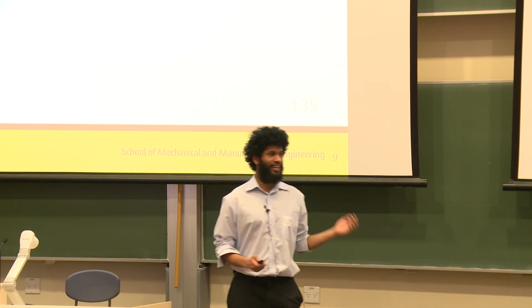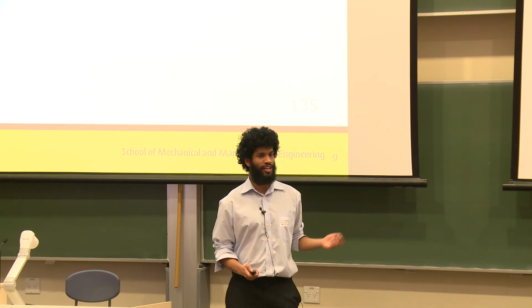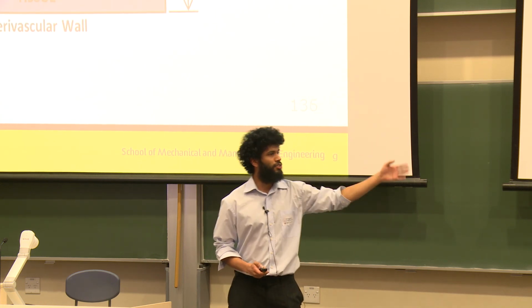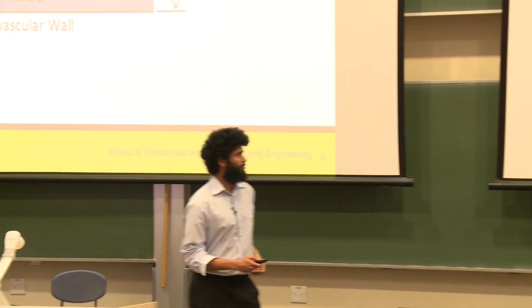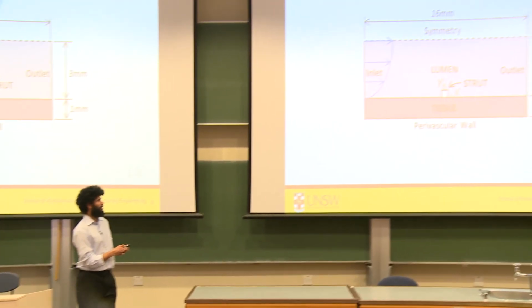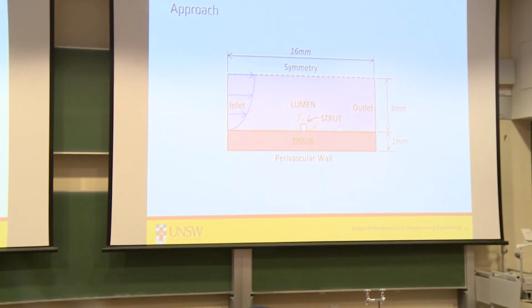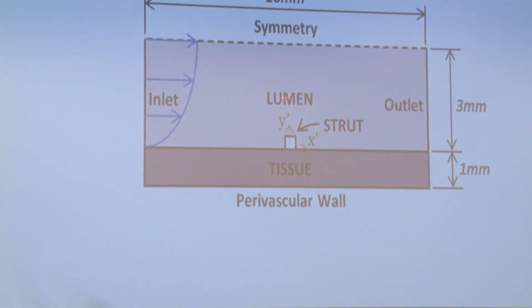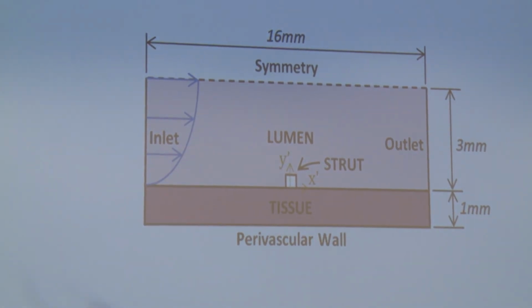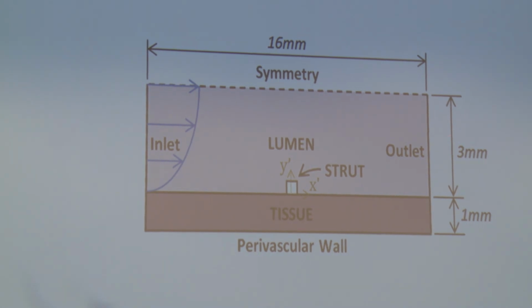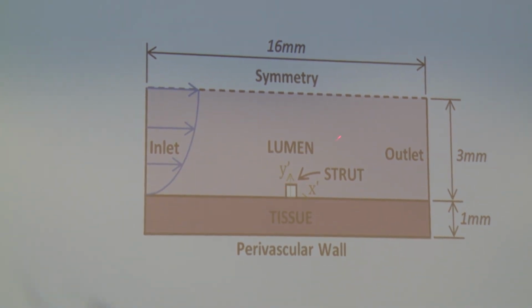So in order to work out how the blood flow affected the drug transport, I performed a series of computational fluid dynamics analyses. Now, this basically involved solving the Navier-Stokes equations within the lumen here, so that resolved what the blood flow was doing. And I also performed a series of scalar advection diffusion equations to model the diffusion of the drug from the stent coating into the lumen and also into the tissue.